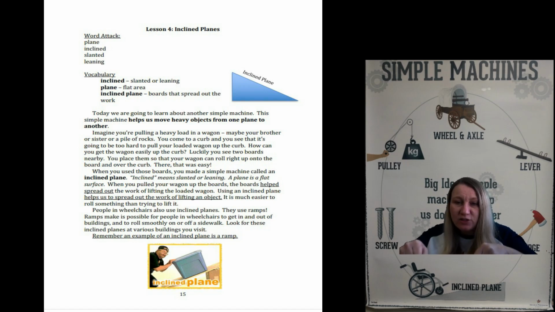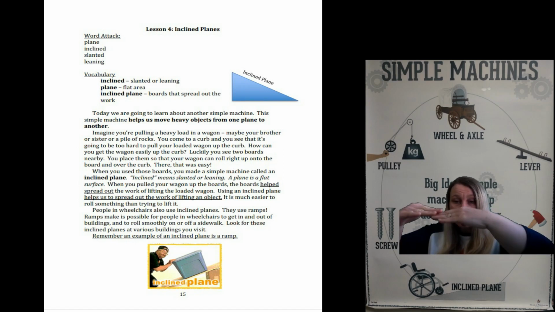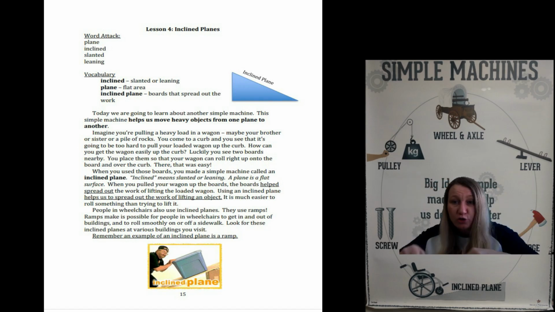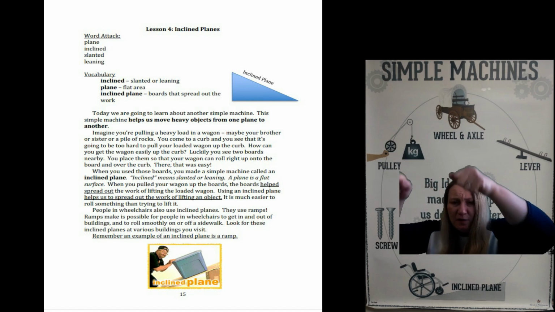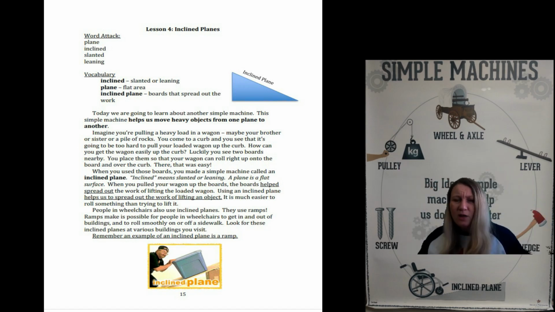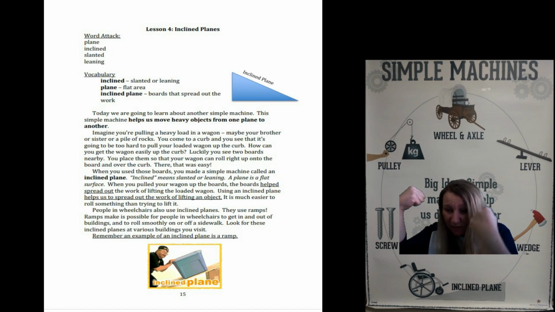So if you have a flat surface, think about stairs. Think about steps, right? Flat. Next one's flat. Next one's flat. So you're trying to move something heavy up those stairs, okay? So we want something that would make that easier by spreading out that heavy load that makes you have to do a lot of work to use those muscles, right? When we use our muscles, it's work.